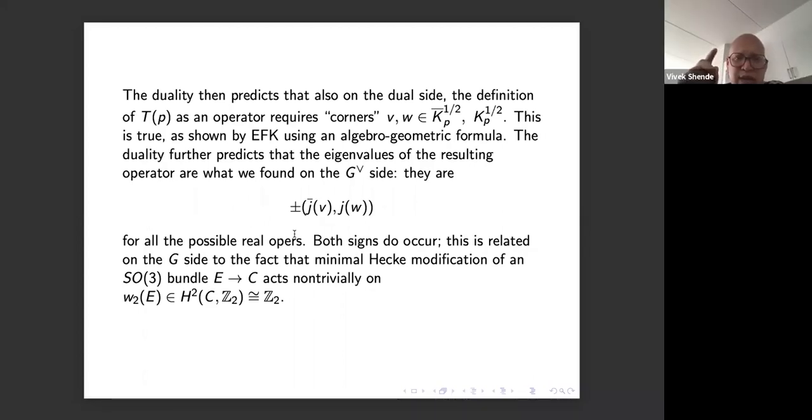I have a question, actually. Yes. Vivek, go ahead. Hi. It's a question more about brane quantization than it is about geometric Langlands.